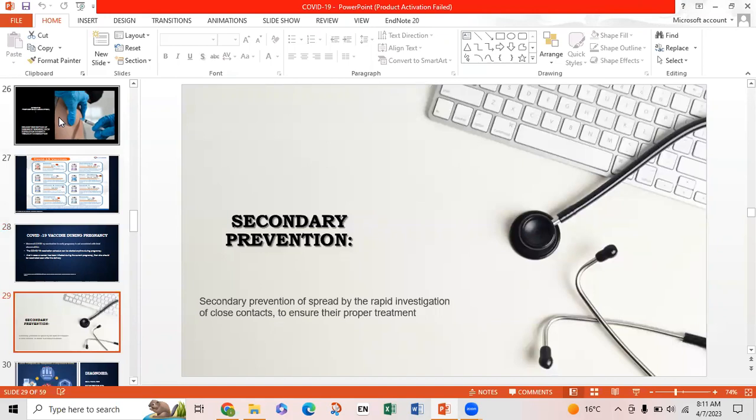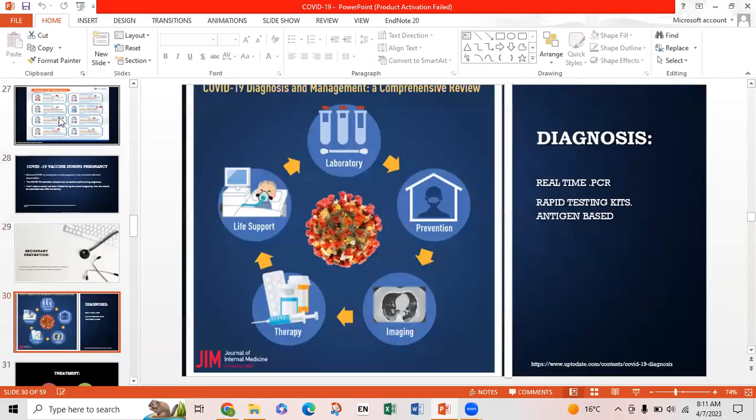Secondary prevention is preventing the spread by rapid investigation of close contacts to ensure proper treatment. This shows COVID-19 case management and comprehensive review. Diagnosis is by real-time PCR, rapid testing kits, or antigen-based tests. Diagnosis is done by the laboratory, which leads to prevention. Imaging is also done. Therapy is done. Life support is given.